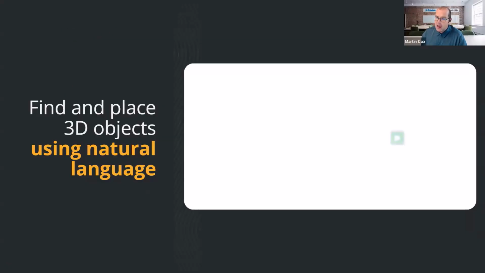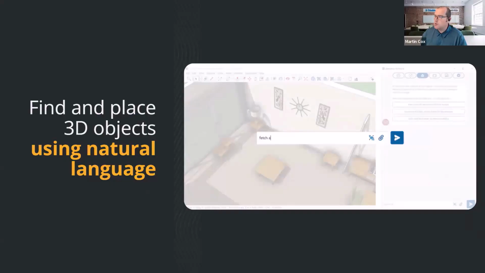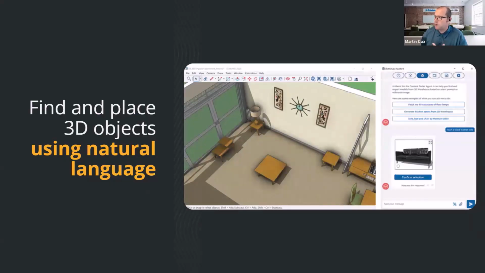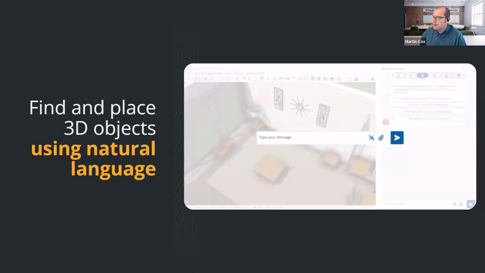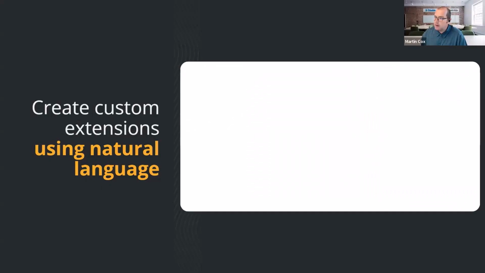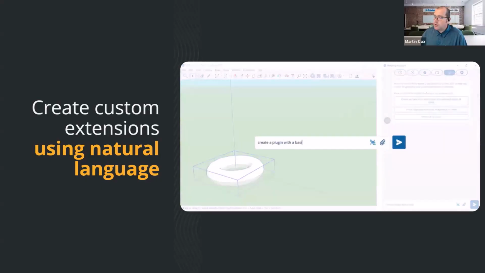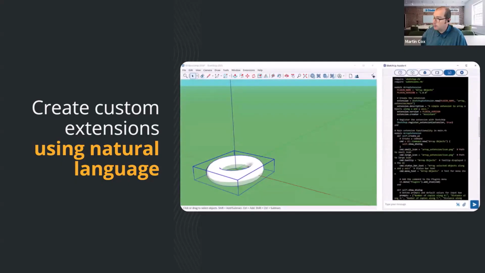And also being able to help design, like, I'd like a black sofa in this room, and it knows where sofas go: against a wall where there's a space, and that's where it puts it. And also create your own extensions using natural language, being able to explain what you want to create as you go through.